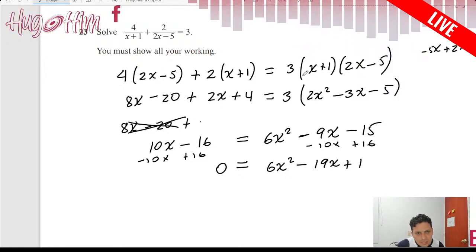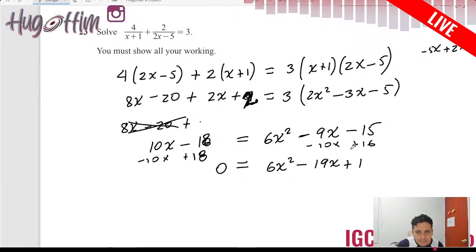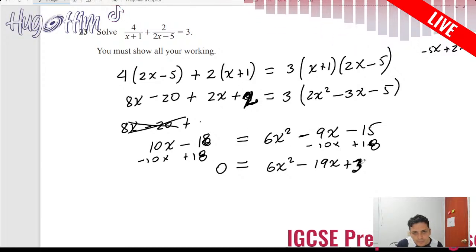Here there's a mistake. 2 times x, this is 2, not 4. So if this is 2, negative 20, this is going to be 18, plus 18. So it's going to be 3, right? Yes, it's going to be 3.